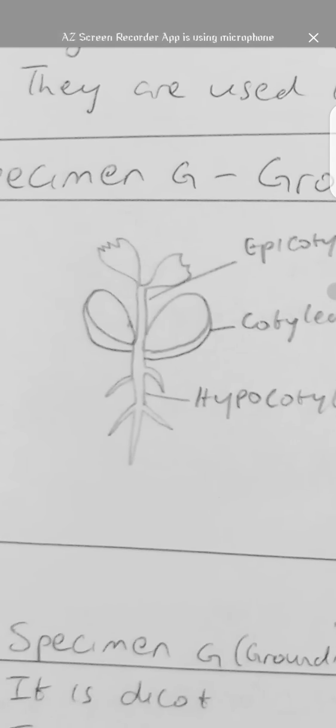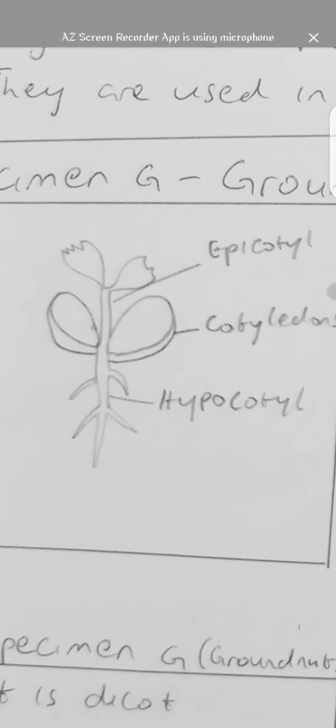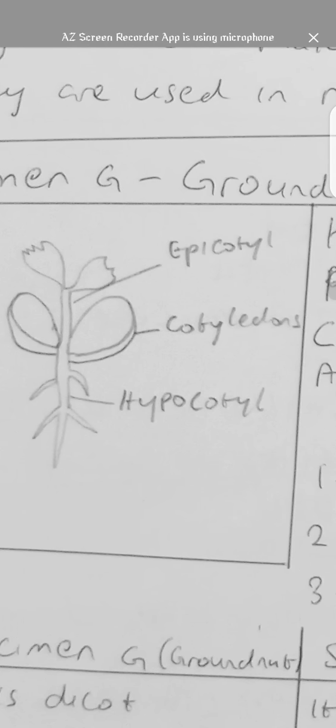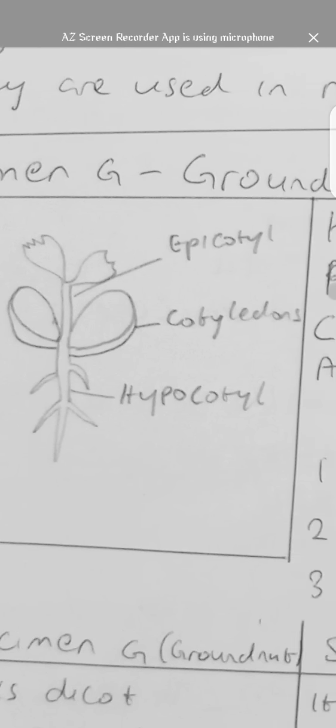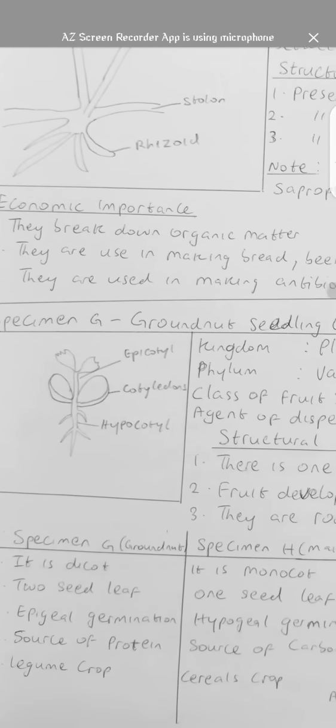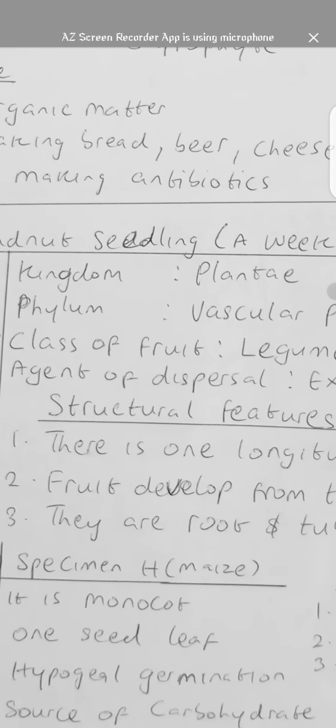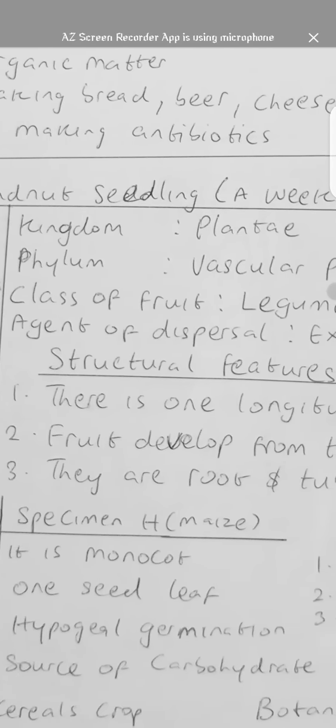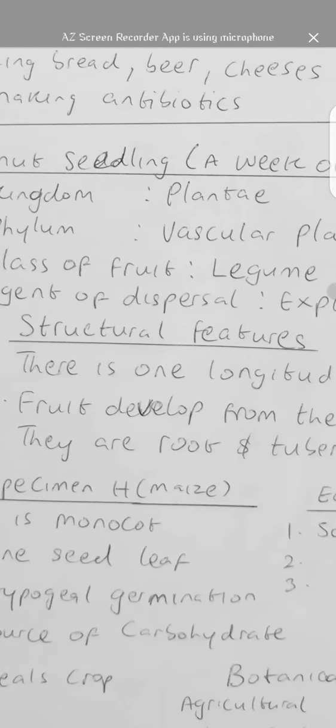So we have a groundnut seed that is splitting open. We have the epicotyl, the cotyledons, and the hypocotyl. So let's look at the kingdom Plantae. The phylum is vascular plant. The class of fruit is a legume.